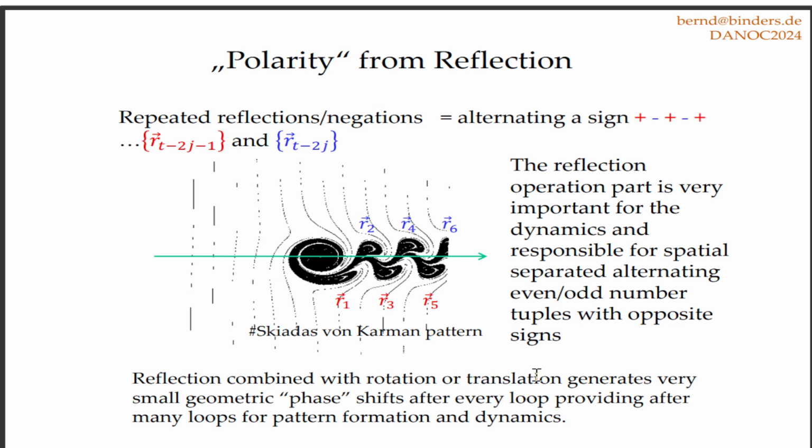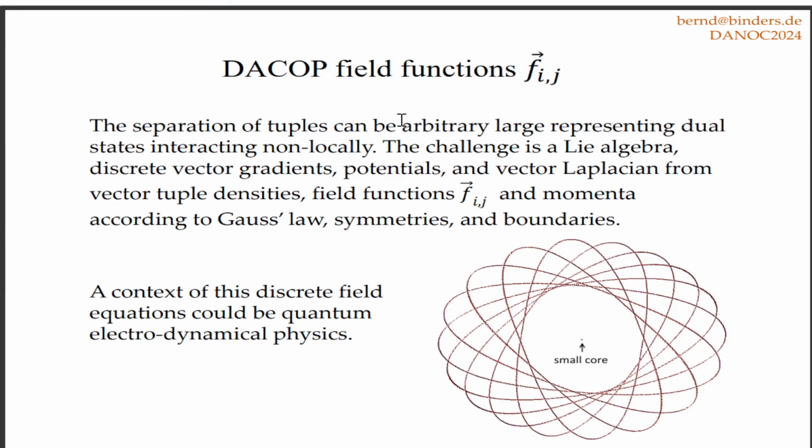Combining reflection with rotation and translation generates very small geometric shifts after every loop. And these are the pattern generators, more or less. And many loops provide for pattern formation and dynamics. The field functions we have shown in slide 1 can be understood as a part of involving a kind of vector gradients in the difference and in the shifts, even potentials, and we can work with a vector Laplacian and vector double densities.